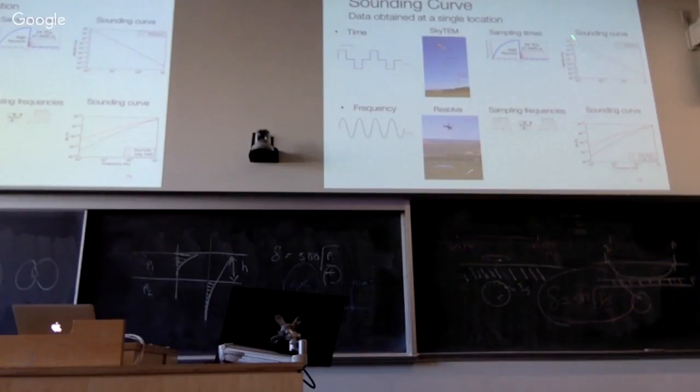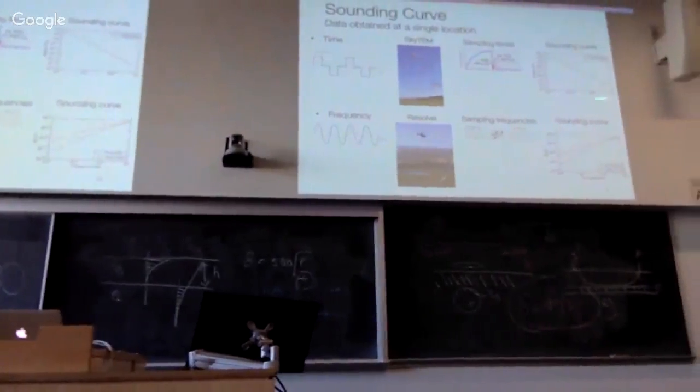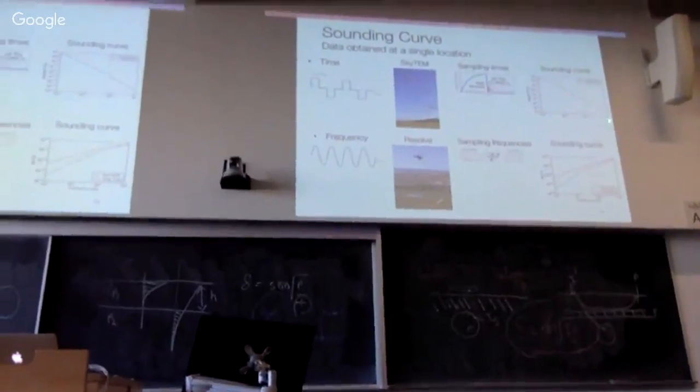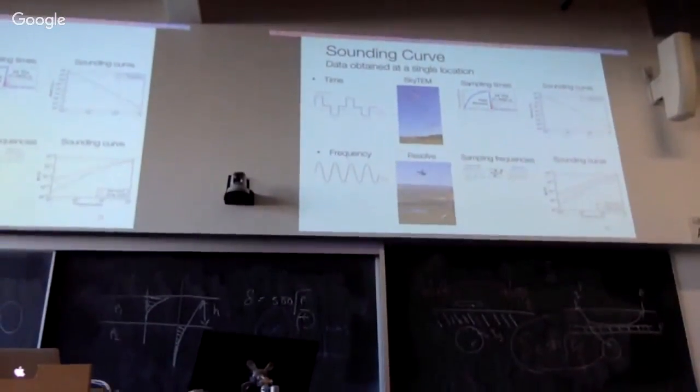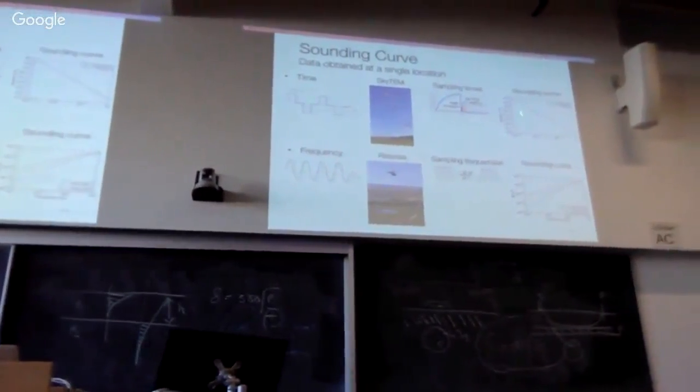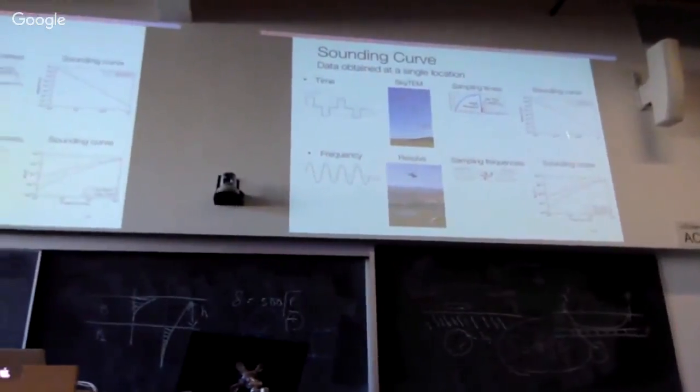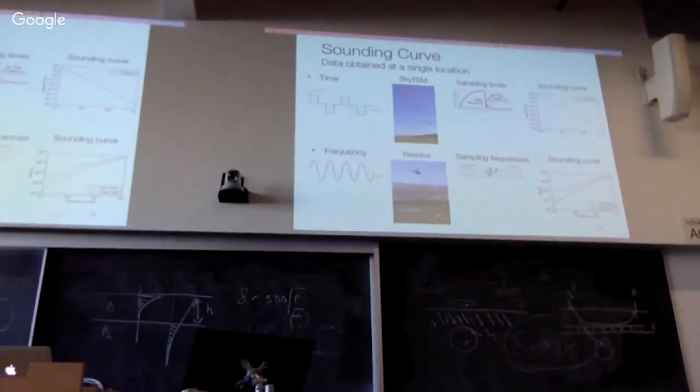And then the sounding curve is just your signal as a function of time, in this case, up to 10 to the minus 2. And it's just some curve. That's your data, those are your values. So this actually contains the information about the electrical resistivity. We're going to need to dig that out.